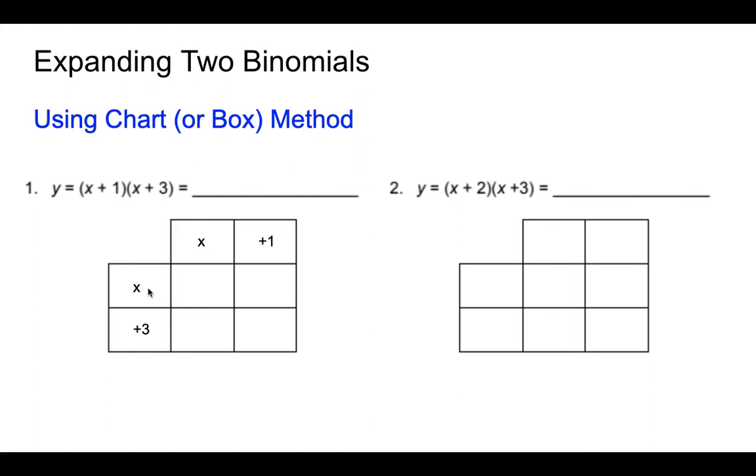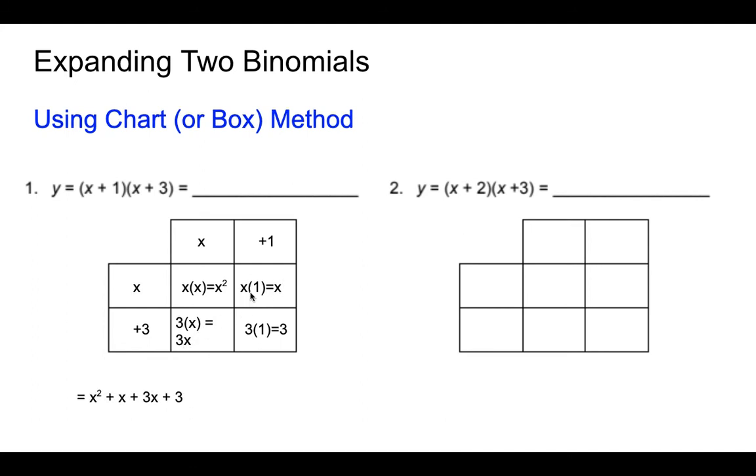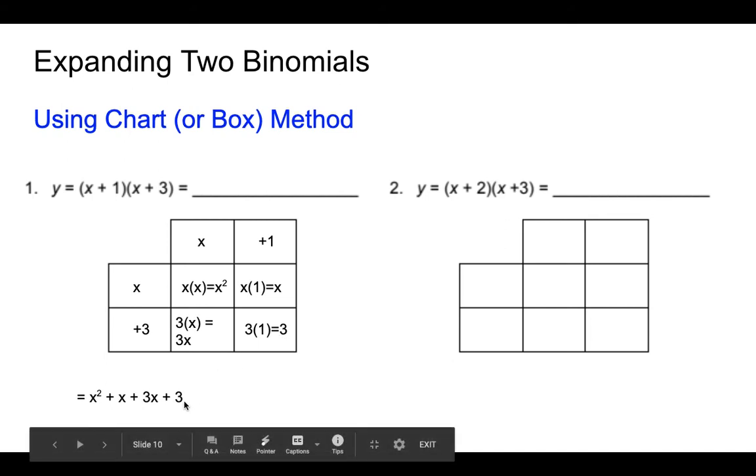So this box is x times x, which is x squared. This box will be x times 1, which is x. This box is 3 times x, which is 3x. And this box is 3 times 1, which is 3. And now to find your final equation, you're going to write your x squared term first. So always do top left first. And then you're going to write down the x terms, the two of those, and then finally your constant. And then, just as before, if you have multiple x terms, you can combine them into one x term.